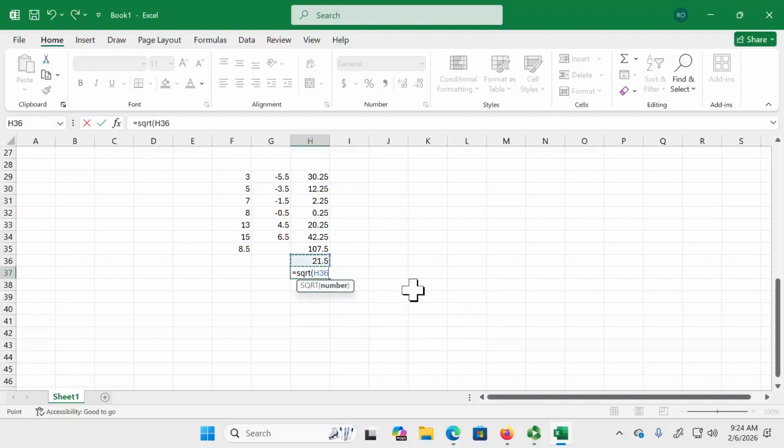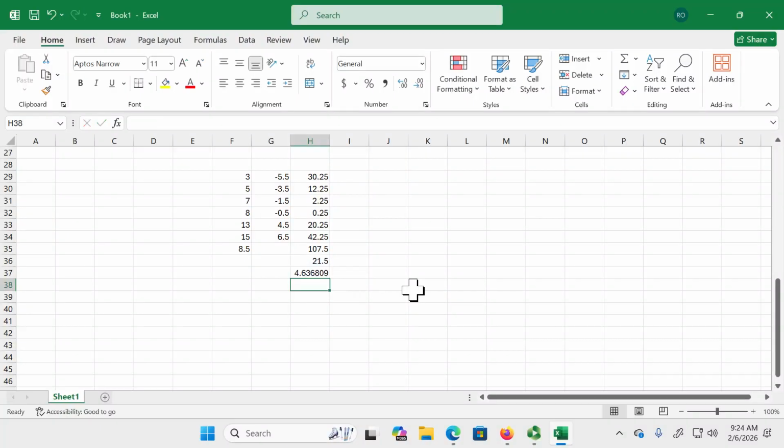But there's the square root, close it, so that this 4.63, 4.64 is the standard deviation for that list of numbers. This is the important part. We're going to add and subtract this standard deviation from the average, so the units have to match for both the average and the standard deviation.